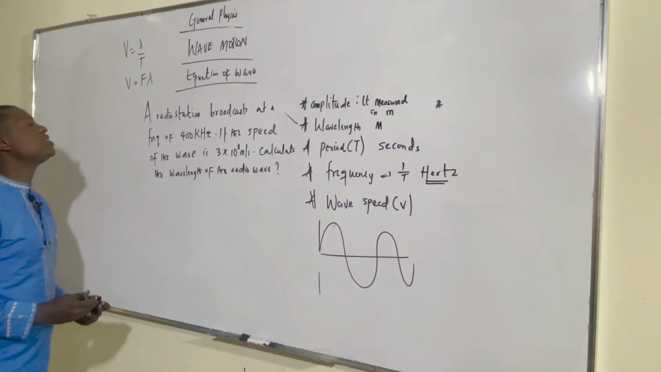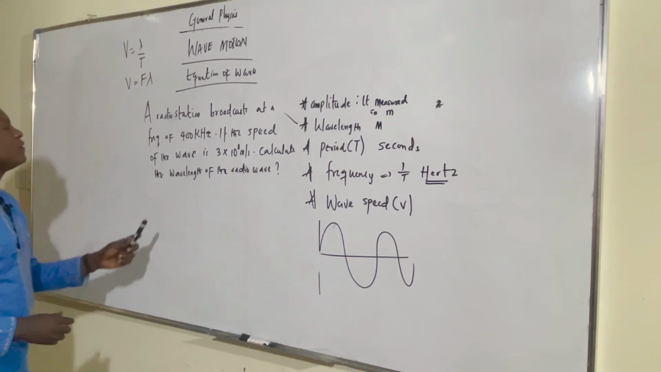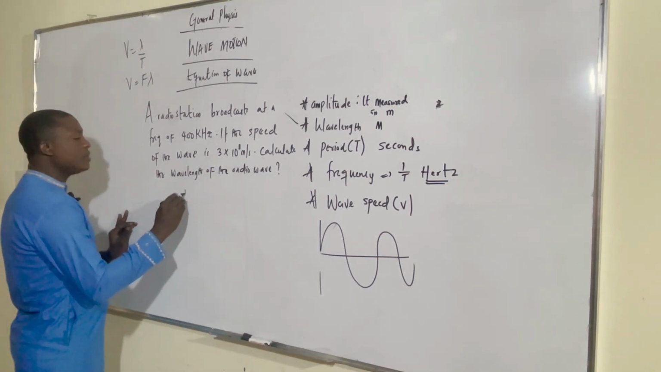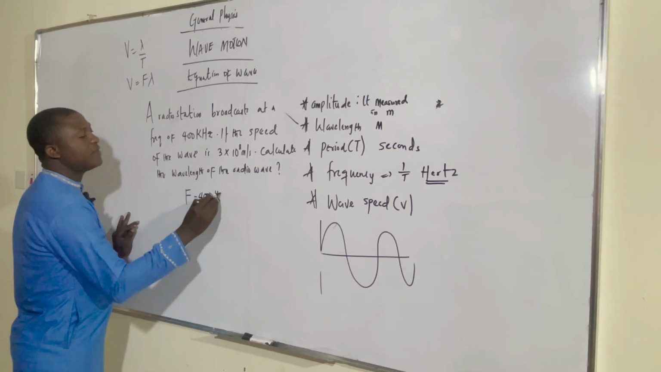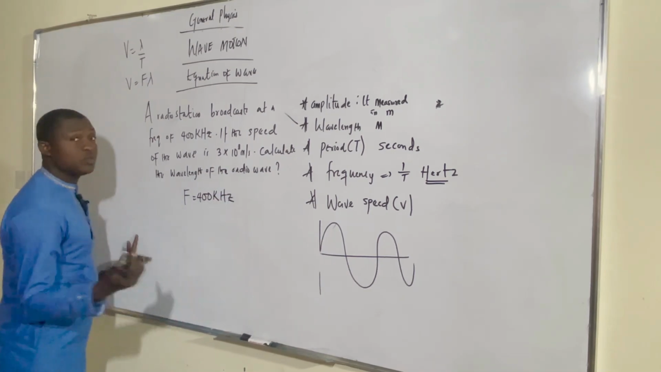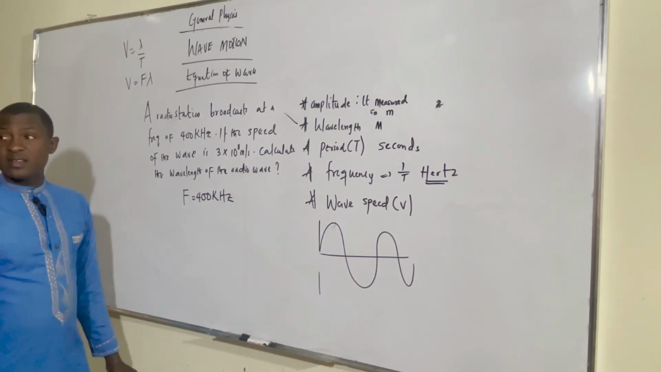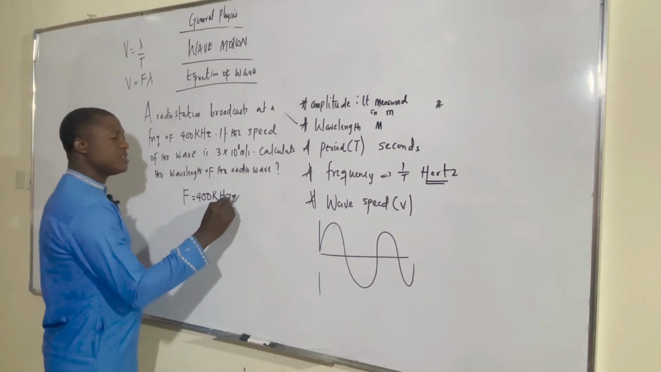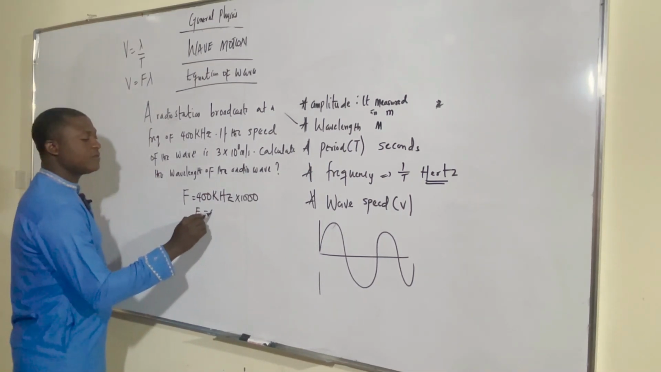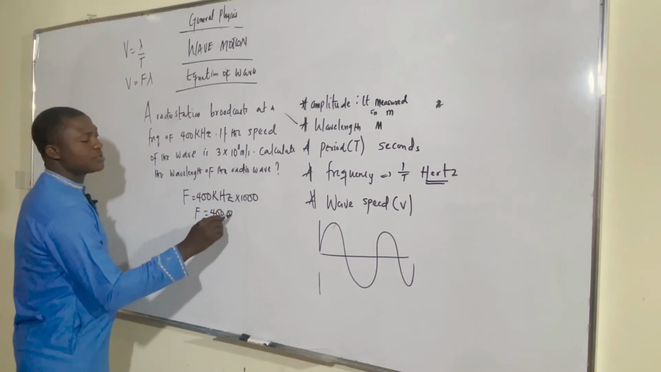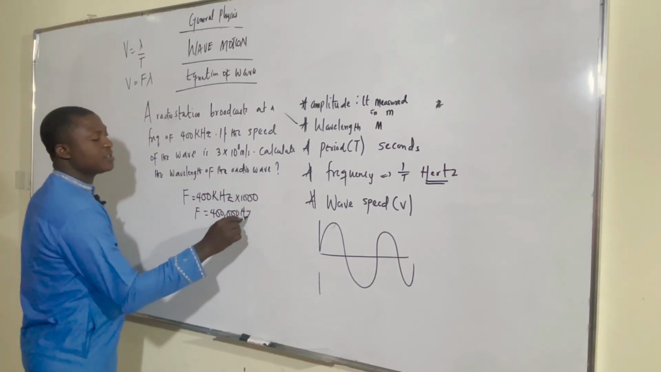They say a radio station broadcasts at a frequency of 400 kilohertz, meaning the frequency we have is 400 kilohertz. Firstly, the value of the frequency we have here is in kilohertz, and you know kilohertz means 1000. So the frequency is equal to 400,000 hertz, because the value that we have for the frequency there is in kilohertz.